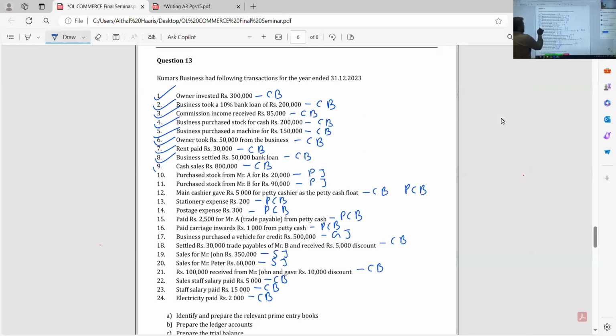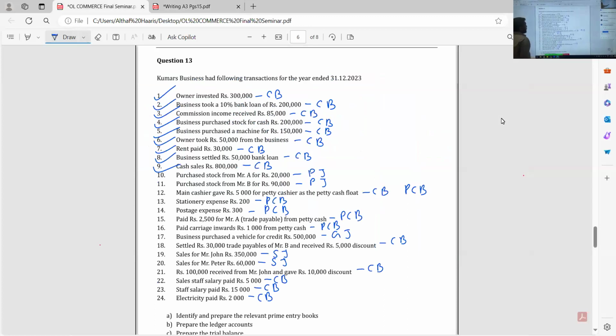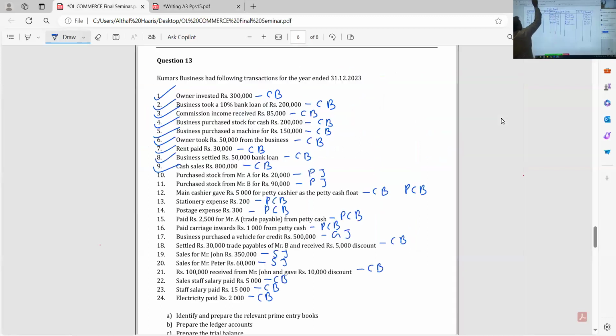T9. Cash sales. You are getting money. T9, sales. What's the value? The value is 800,000. Done. So what else is connected with the cash book?